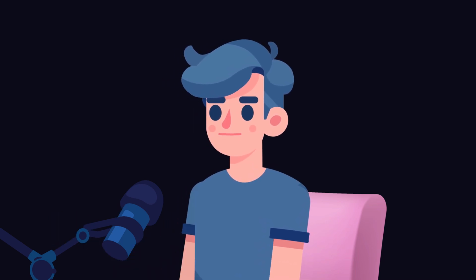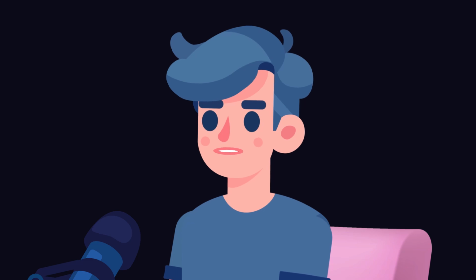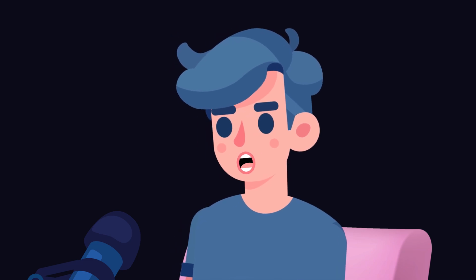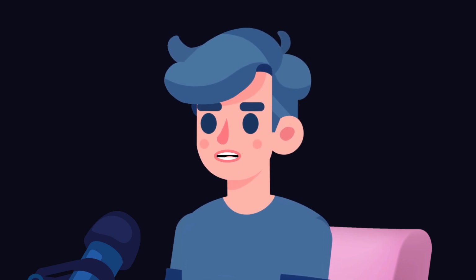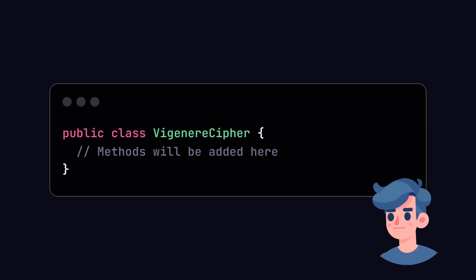Now, let's set up our Java project. Open your IDE and create a new Java project called Vigenère Cipher. Next, let's create a new class named VigenereCipher. This class will contain the methods to encrypt and decrypt our messages.